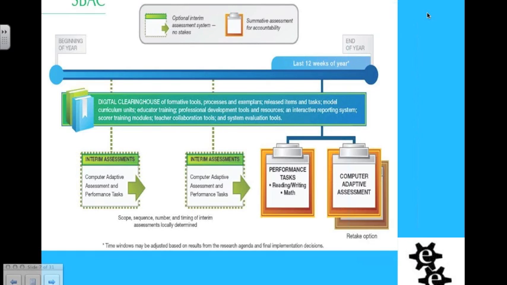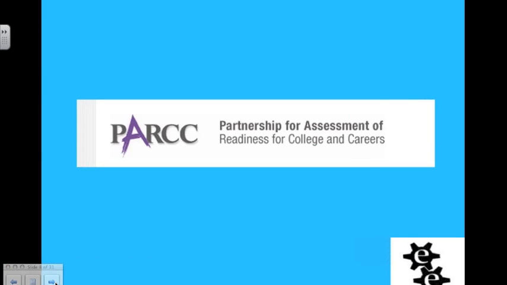SBAC and PARCC are offering interim assessments. Details are a little bit fuzzy on those right now and what they'll look like, but those will be optional for districts, and it sounds like things that would probably have to be purchased too, depending on what's going on with that. Neil's going to talk a little bit more about PARCC now.